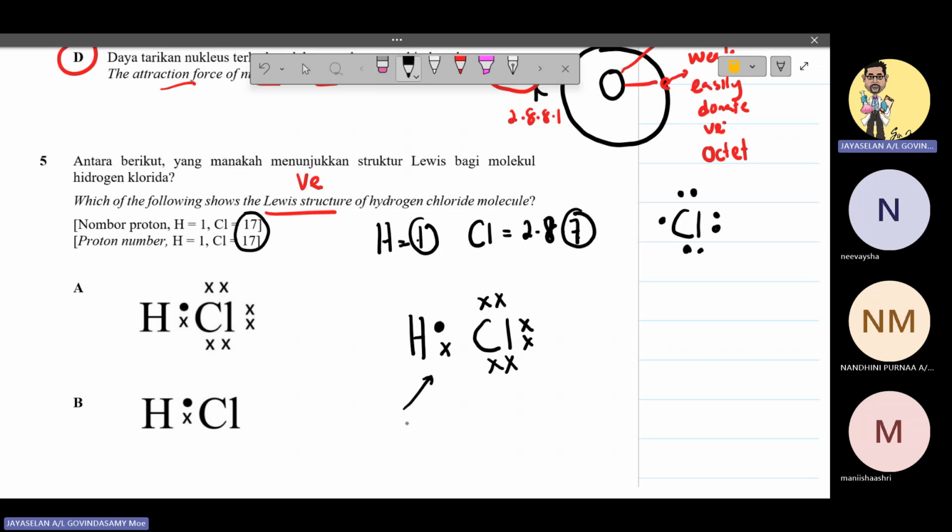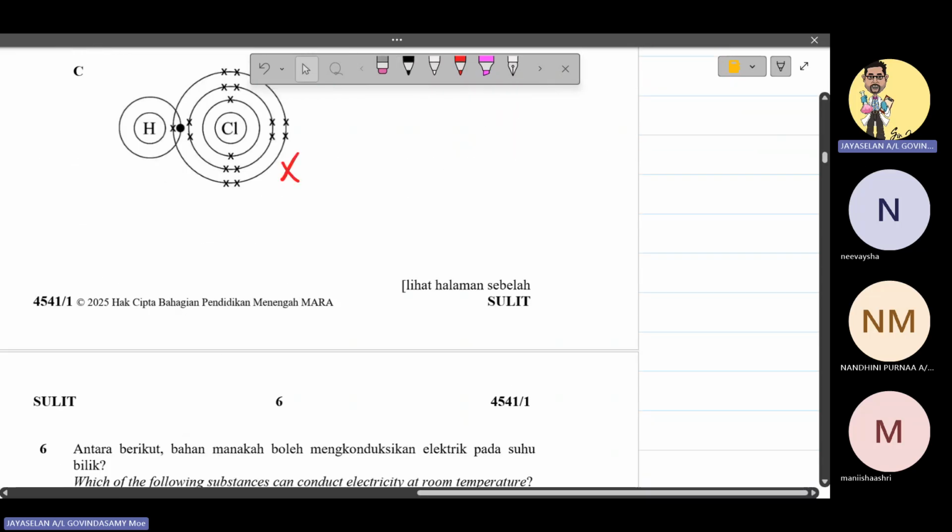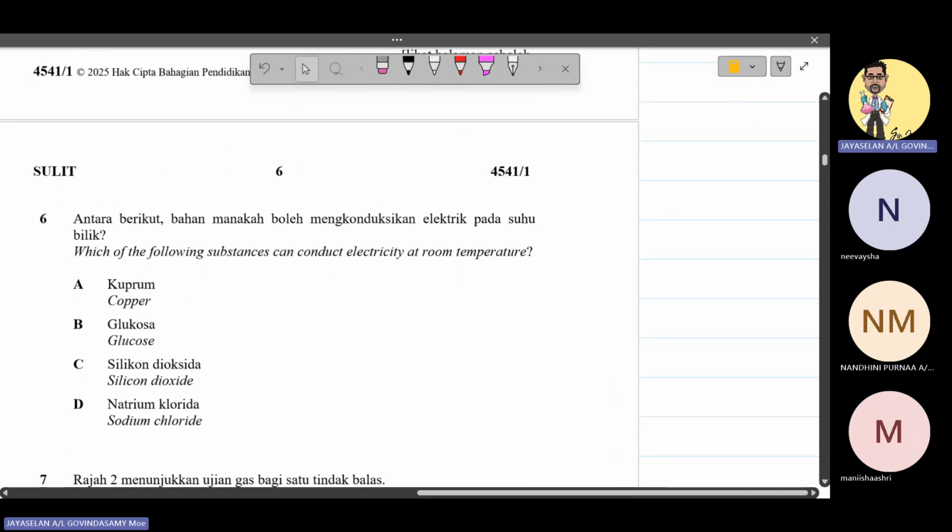So here hydrogen already achieved duplet, and chlorine already achieves octet. This is the Lewis dot structure. Any question? You must show all the valence electrons. This other one only shows the sharing electrons, so this is wrong. This type of question cannot get wrong. Always remember, questions 1 until 10 cannot get wrong.